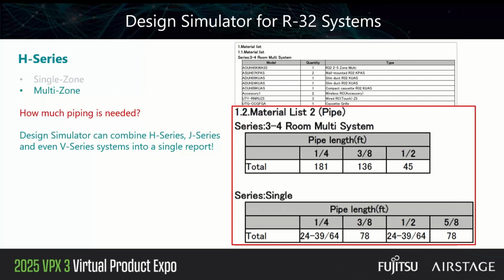And what about piping too? So we talked about equipment, but piping in terms of additional refrigerant, but what about materials? So the first one here is for the multi-zone system. We see that we need 181 feet of 1/4 inch, 136 at 3/8, and 45 feet of 1/2 inch. So likewise, we've got the 2 multi-zones below it, 1/4, 3/8 and 1/2, 5/8. So this is going to help you estimate how much material you're going to need for the project, as well as when you go to pull the material for the job, make sure that your installers know how much they need to bring to a project so they don't bring too much or too little.